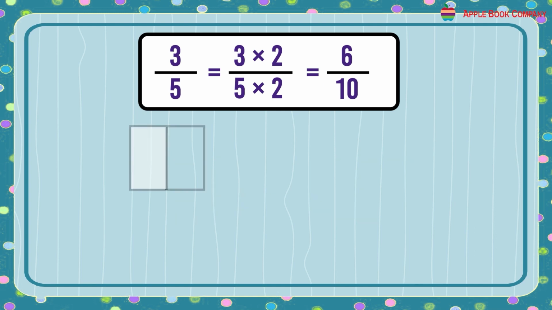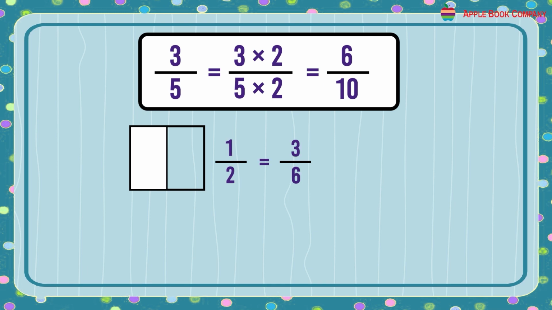Now let's take another equivalent fraction of 1 by 2. That is, you multiply by another number, 3 for example. So the numerator is 1 multiplied by 3. The numerator becomes 3, and the denominator is multiplied by 3 again. 2 multiplied by 3 is equal to 6. So you get 1 by 2 is equal to 3 by 6.